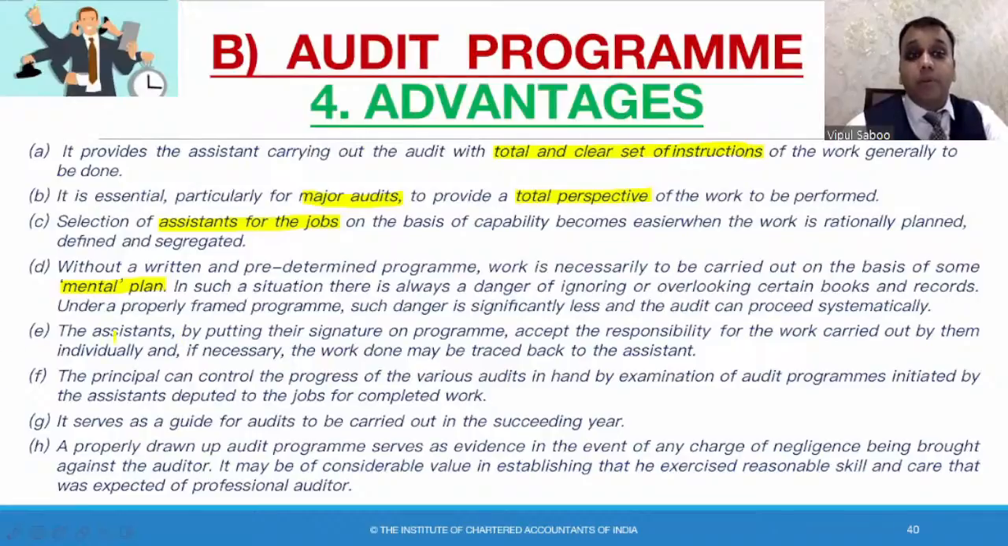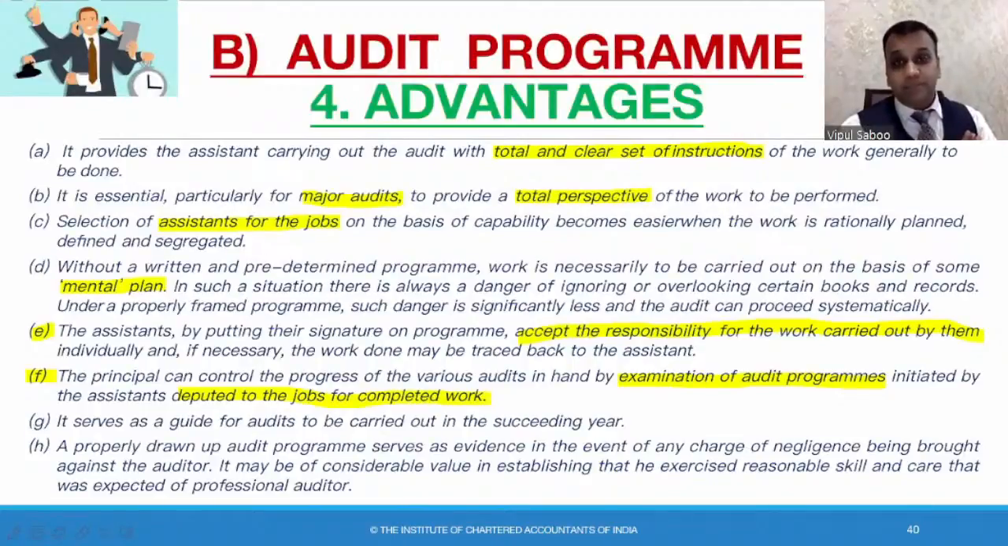The assistants, by putting their signature on the program, accept the responsibility for the work carried out by them. Jay will put a signature on the stock report. He'll give me, yes, sir, I've checked the stock, tallied the stock taking, right? The principal can control the progress of various audits in hand by examination of audit programs initiated by the assistants deputed. So I'll ask Jay, please send me a WhatsApp or mail me your audit program in progress. I'll check what amount of work has been done by now by Jay, right?